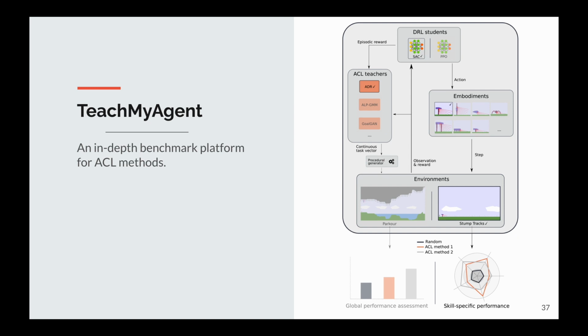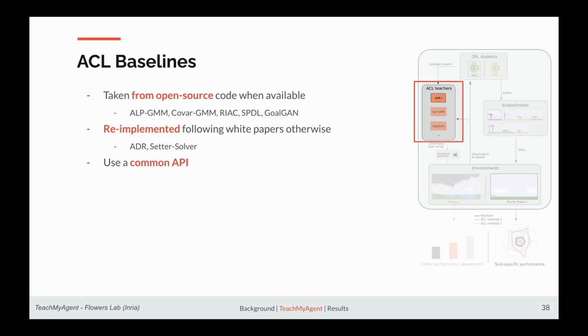First, skill-specific comparison, so on each of the challenges. So we can compare ACL methods on each of the 6 key challenges. And we also provide a global performance assessment experiment to compare the methods. Okay, so now let's give a look at each of these parts.